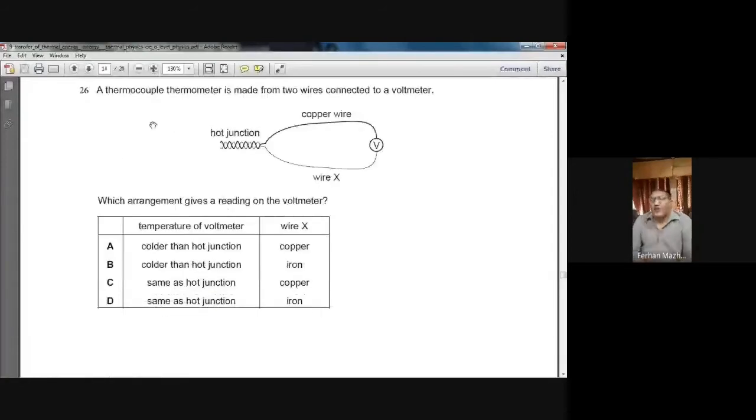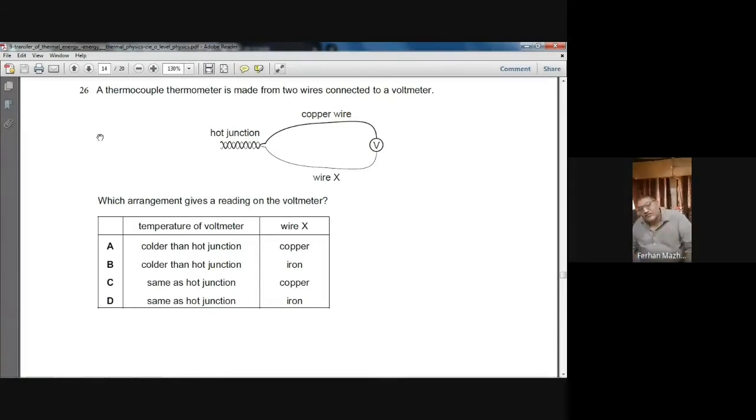A thermocouple thermometer is made from two wires connected to a voltmeter. Which arrangement gives a reading on the voltmeter? The temperature of the voltmeter should be, you see, in a thermocouple we have two junctions. So he has shown here a hot junction. The temperature of the voltmeter should be colder than the hot junction. Hot junction is supposed to have a higher temperature, and the other junction should have lower temperature.